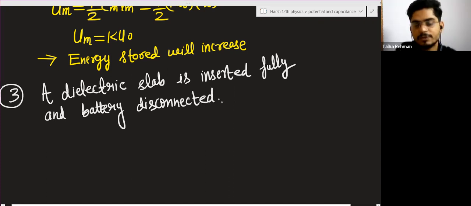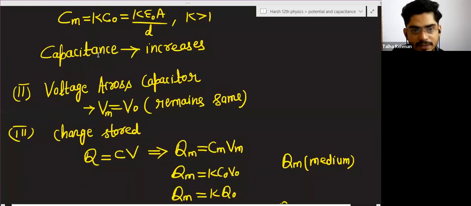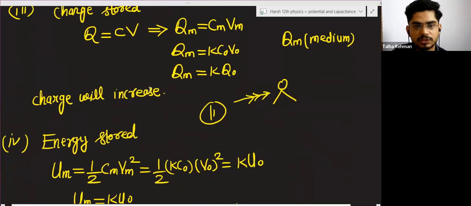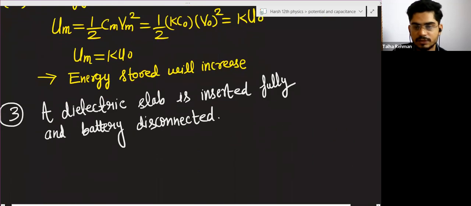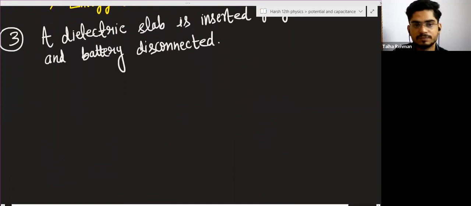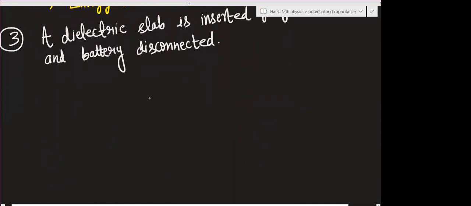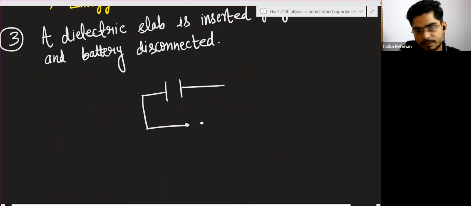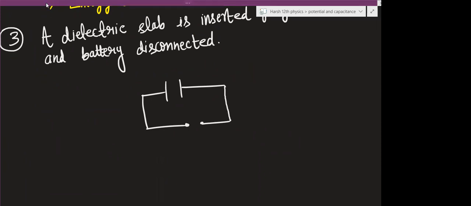Now we will calculate all the terms. What will happen to the capacitance, what will happen to the voltage, what will happen to the charge, what will happen to the energy. And we will do this with the help of formulas. Here is the capacitor. Now there is no battery here. Battery is removed.